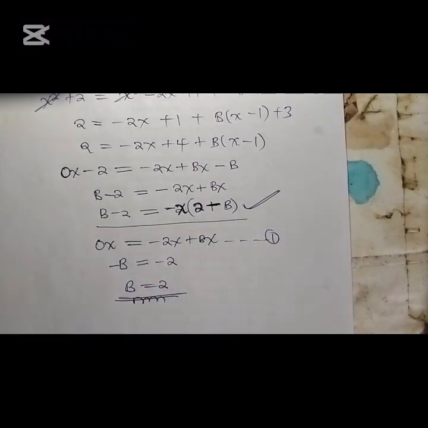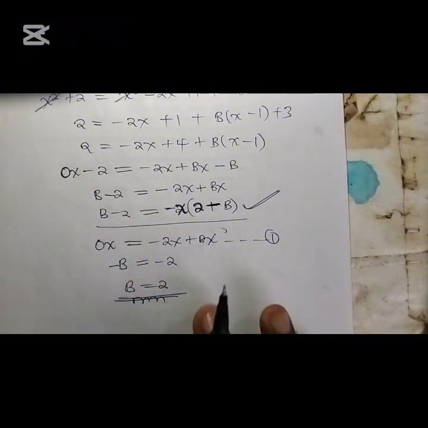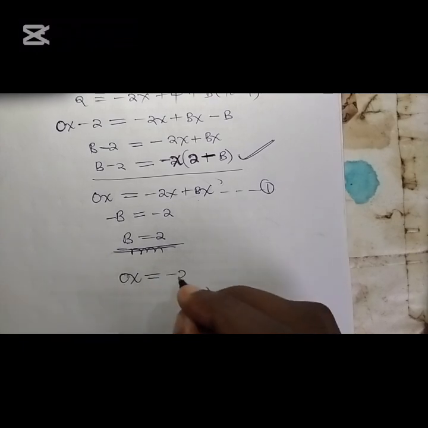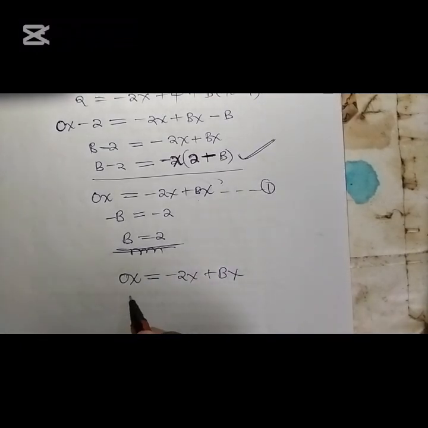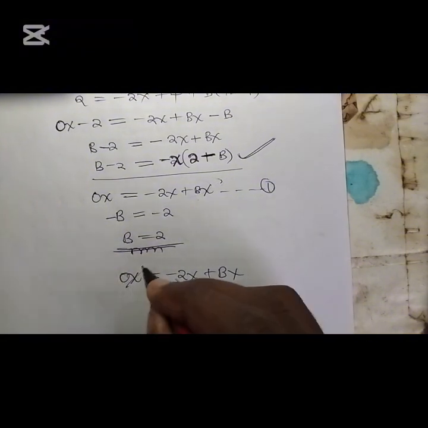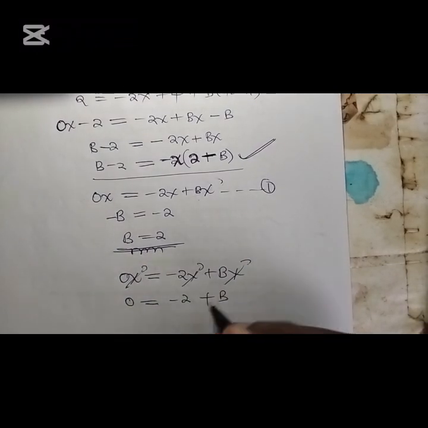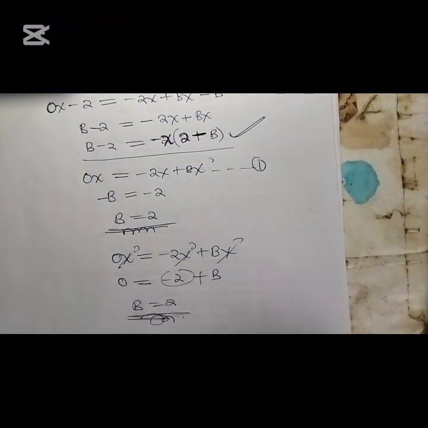Okay, so the same applies to this one. If you manipulate this, it's going to give you 0x is equal to negative 2x, then plus bx. If you divide x throughout, this x will go, this x will go, and that x will go. So we are going to remain with 0 is equal to negative 2, then plus b. Then if you take this to the other side, b will be 2. So either this or that, b will be 2.